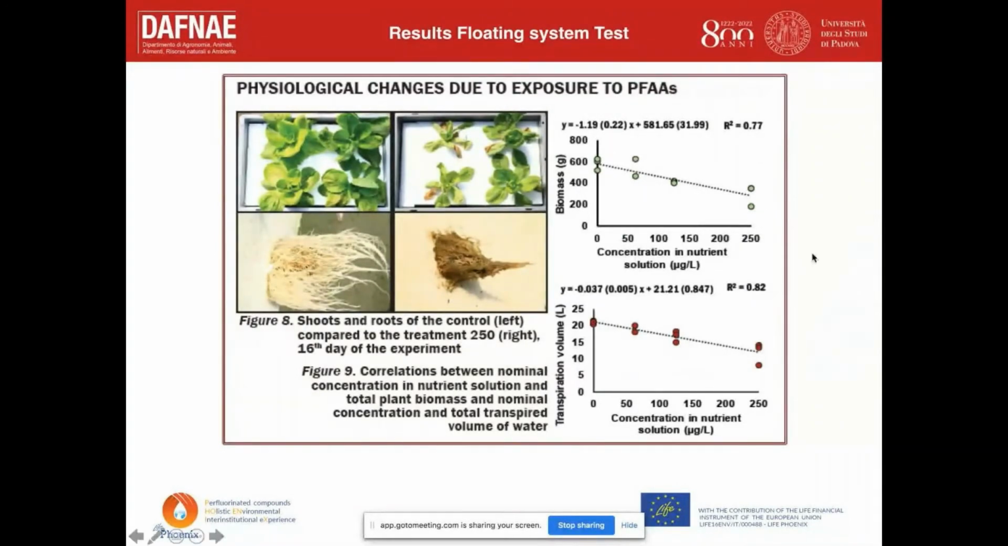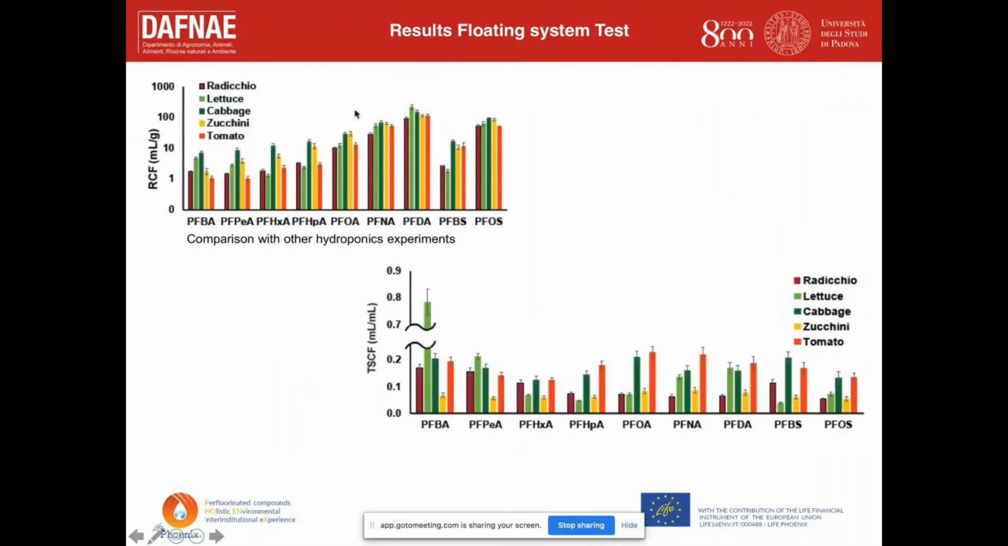These are other experiments performed by the laboratory of Professor Carlo Nicoletto, not directly related to our project. He looked at the concentration of PFAS in other kinds of cultivation, not only red chicory, the radicchio, but also lettuce, cabbage, zucchini, and tomatoes. These are the hydroponic systems, and this is the transpiration factor. You can see there is quite a differentiation between the hydroponic and non-hydroponic systems.